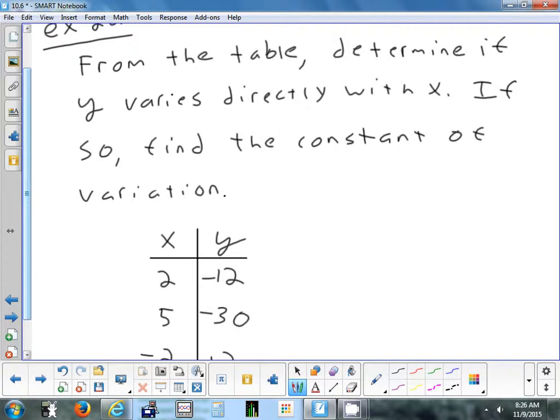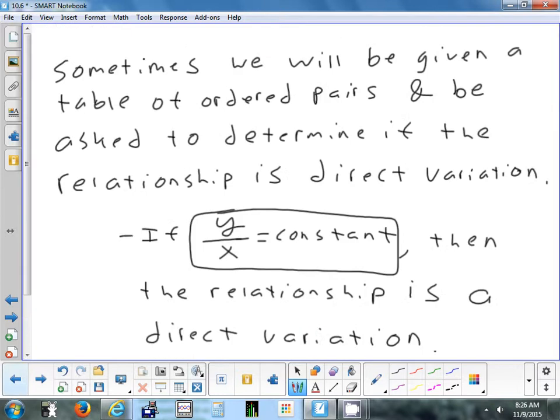All right. Gage, what does that mean? Y varies directly with x. Direct variation. Right. All they're asking us here, good job, is if this is a direct variation. Don't be confused by that sentence. From the table, determine if you have direct variation. If we do, find the constant. Well, you guys got a formula on the last page to find the constant. If it comes out the same when you divide every time, that's our constant.